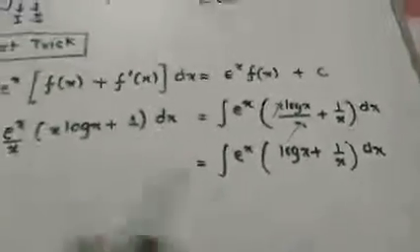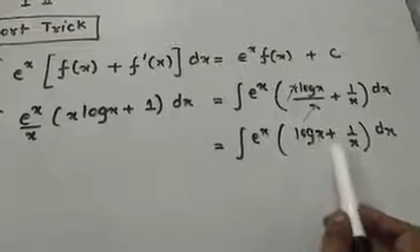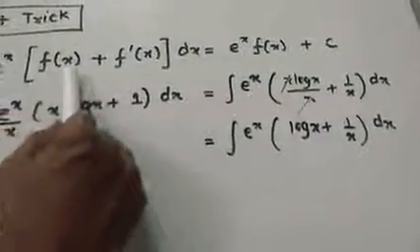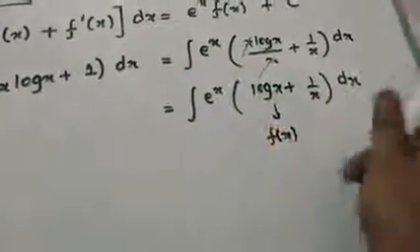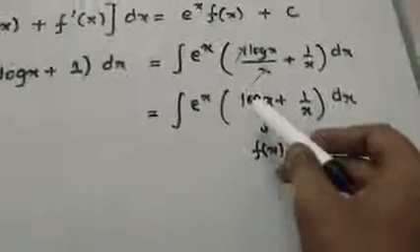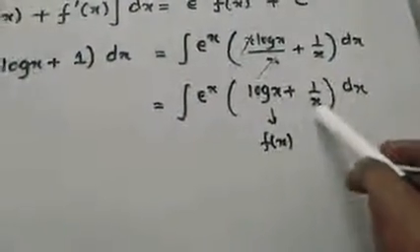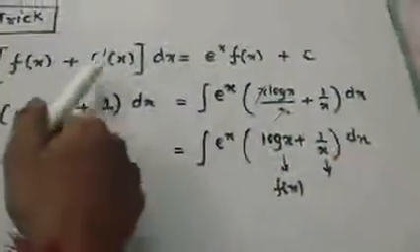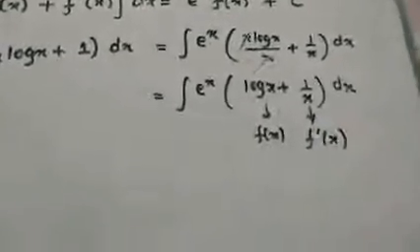Now let us compare e to the power x with e to the power x. We can treat log x as f of x, and we focus on what the derivative of log x is. We know that d/dx of log x is 1 by x. So in comparison, this term is our f dash of x, that is the derivative of log x.